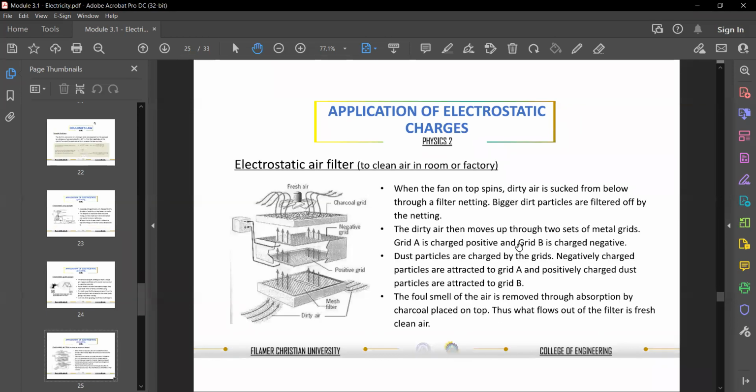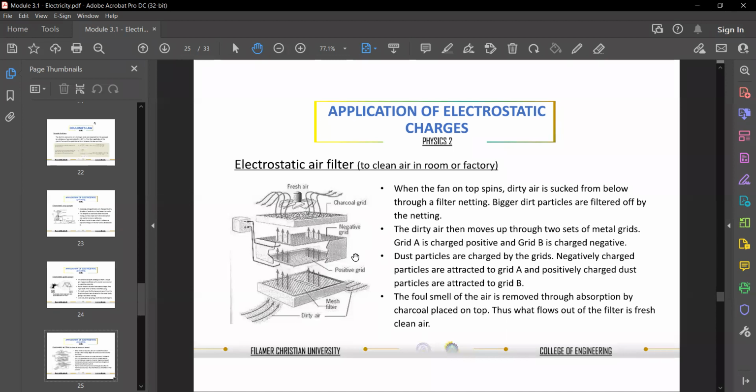And then we have also electrostatic air purifier. Here, when the fan on top spins, the dirty air is sucked from below through a filter netting, the mesh filter. Bigger dirt particles are filtered off by the netting. The dirty air then moves up through two sets of metal grids, the positive and negative grid. Grid A is charged positive and grid B is negatively charged.